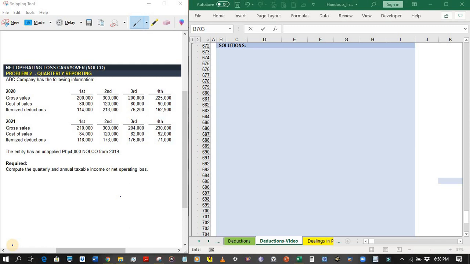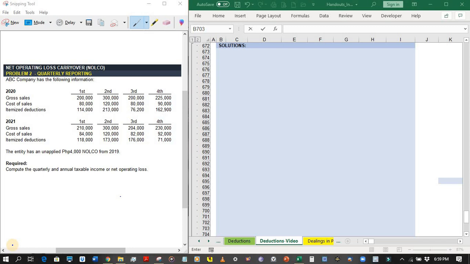ABC company has the following information. We have tax information for 2 years, 2020 and 2021, and we have information during each quarter for both years: gross sales, cost of sales, and itemized deductions. Looking into the data, the information is non-cumulative because the amounts are not consistently increasing during the year. So this is non-cumulative data.